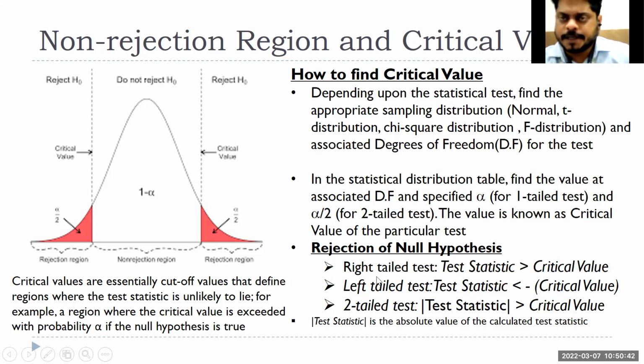If it is a right tail test, and the test statistic you find is greater than the critical value, you'll be able to reject the null hypothesis. For a left tail test, if the test statistic is less than the negative of the critical value, you can reject the null hypothesis. For a two tail test, if the absolute value of the test statistic is greater than the critical value, you will be able to reject the null hypothesis.